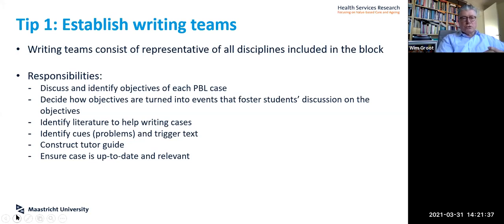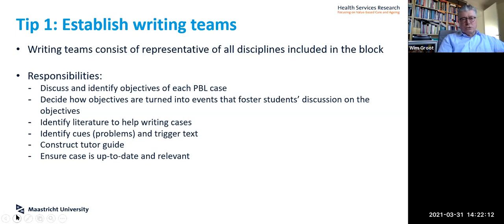The responsibilities also include identifying the literature to help writing cases. That is both the literature that they, after the pre-discussion of the case, are going to read, to find answers to the learning goals that they have, but also may involve literature that helps you in actually writing the case, in defining and describing the case at hand.